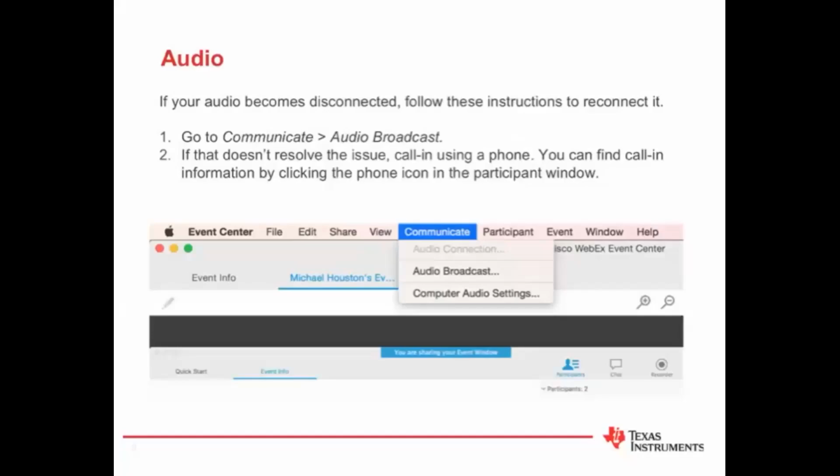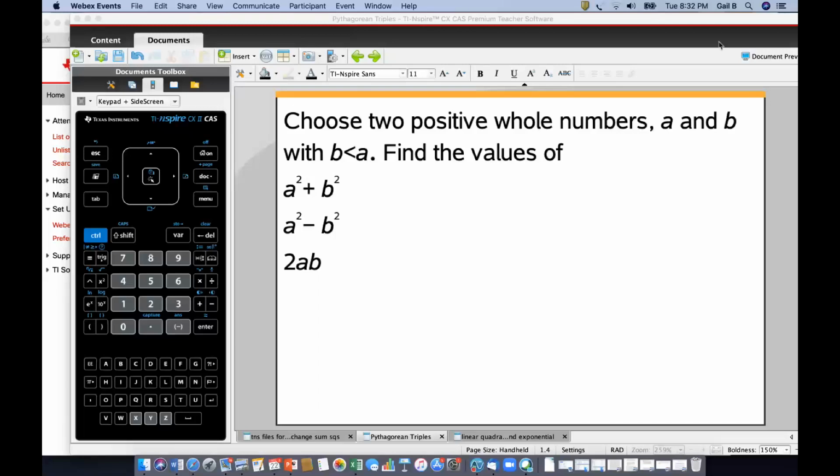Okay, so I should be ready to share my screen. Yep. And are you guys seeing my screen? It's loading. There we go.